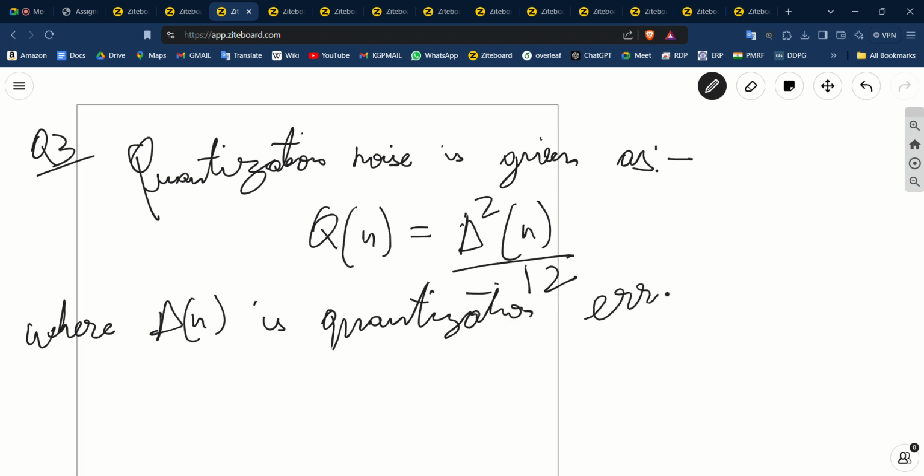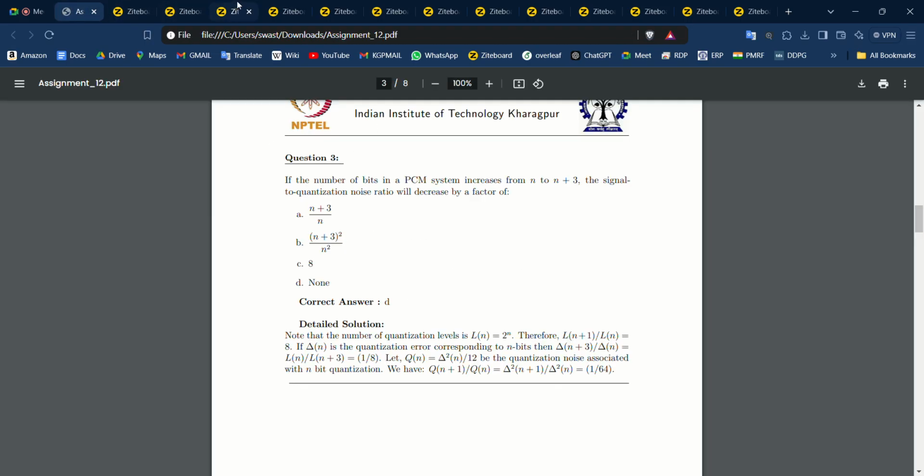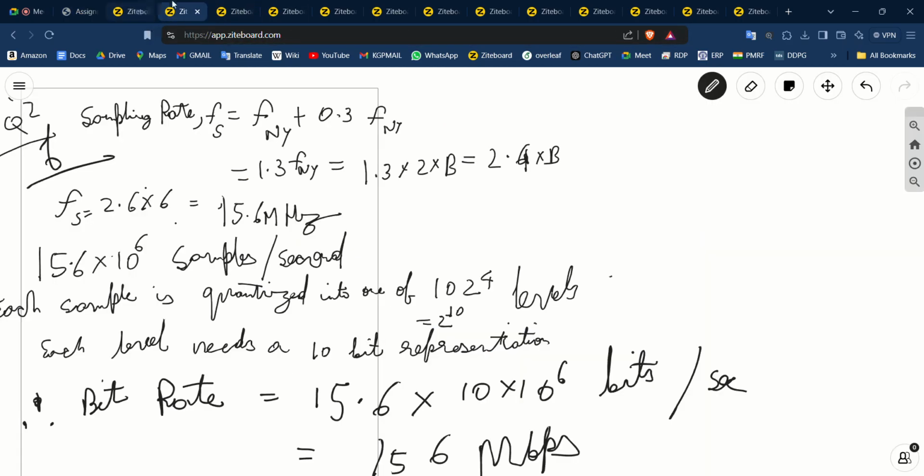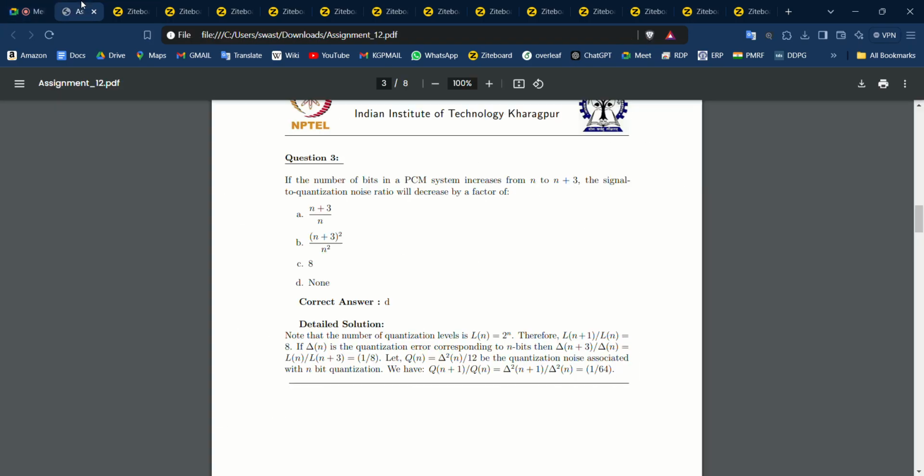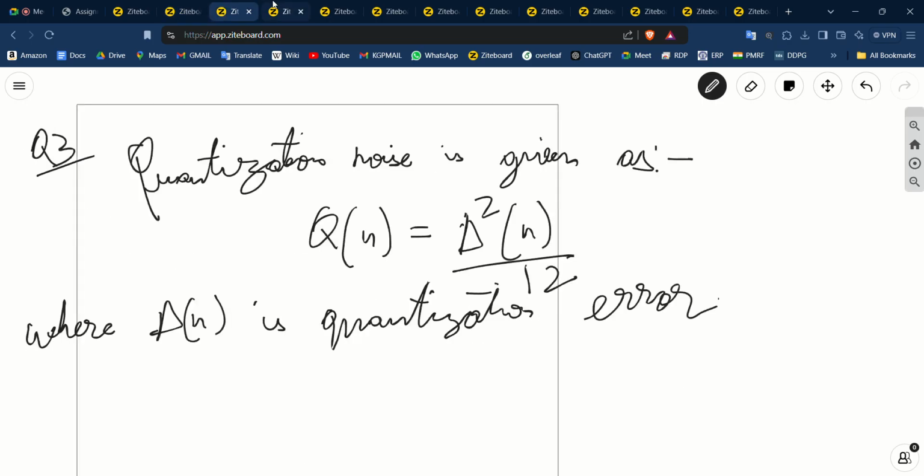What is quantization error? Quantization error is the difference between the value of the sample and the value of the quantization level. So quantization error depends inversely on the number of quantization levels.